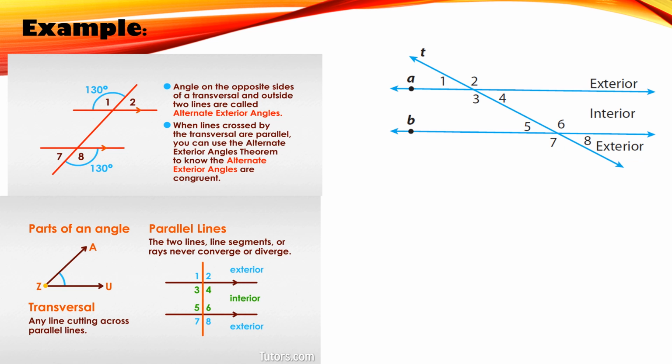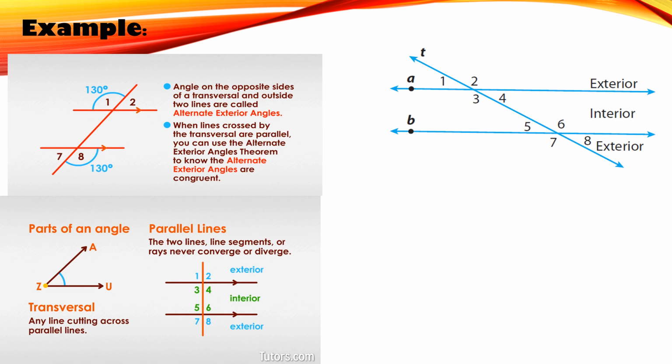Parts of an angle: the parallel lines and the transversal. The transversal is any line cutting across parallel lines, and the two line segments or rays never converge or diverge. That is the example of the interior and exterior.